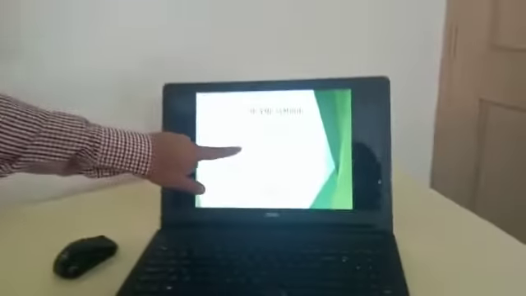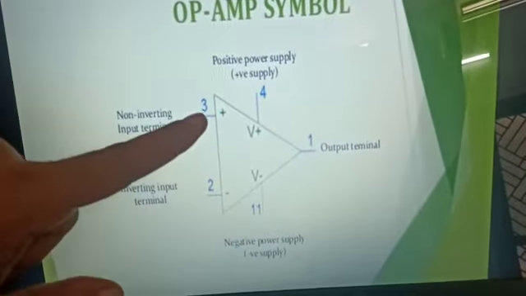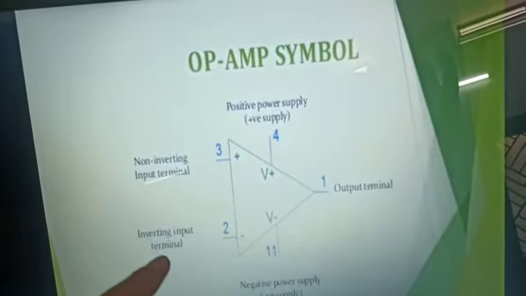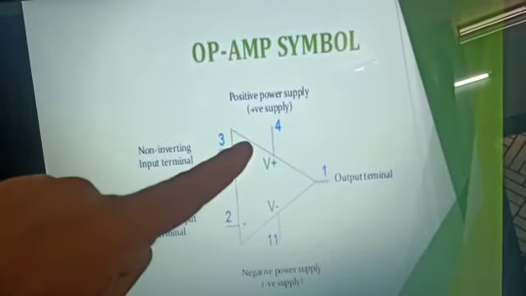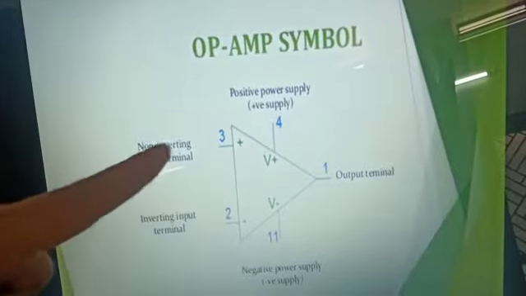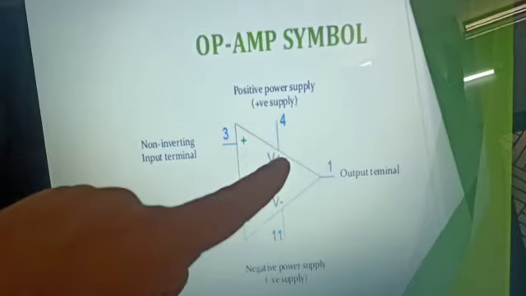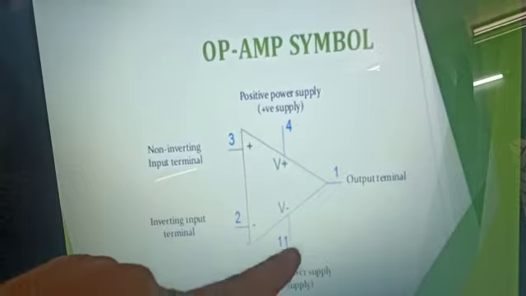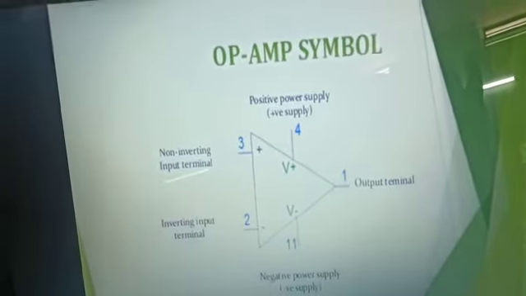Then you should know the symbol of the op-amp. See the symbol. This is the basic schematic symbol of an op-amp. Here there are two input terminals, pin number 2 and 3. Pin 2 is the inverting input, pin 3 is the non-inverting input. The negative sign stands for inverting, the positive sign stands for non-inverting. Pin number 4 is negative VCC, pin number 7 is positive VCC. Pin number 6 is the output, and pins number 1 and 5 are null adjustment.